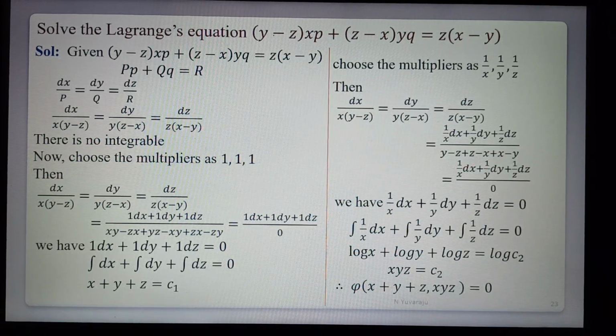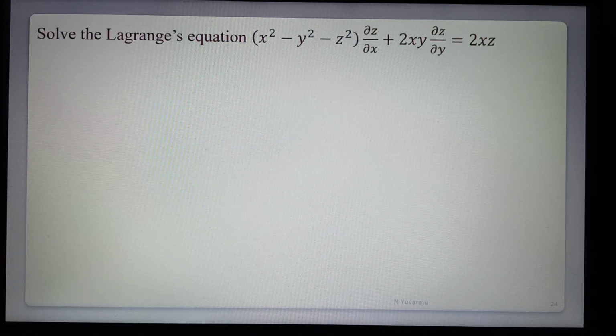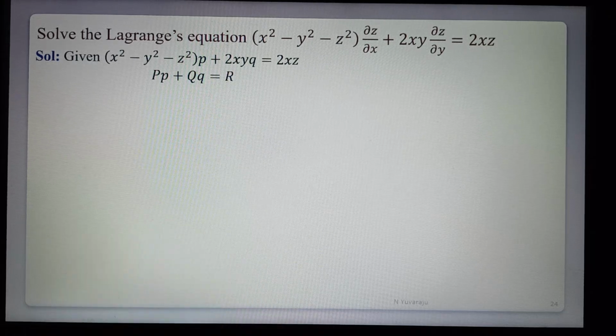So see the next example. Solve the equation (x² − y² − z²) ∂z/∂x + 2xy ∂z/∂y = 2xz. Okay, this is also an important question. ∂z/∂x is equal to small p, ∂z/∂y is equal to small q. That is the given equation of the form Pp + Qq = R.